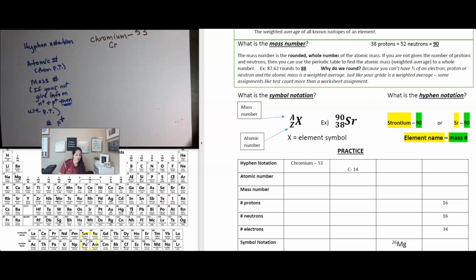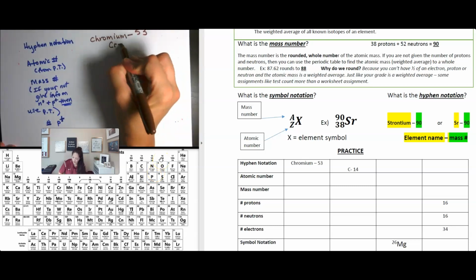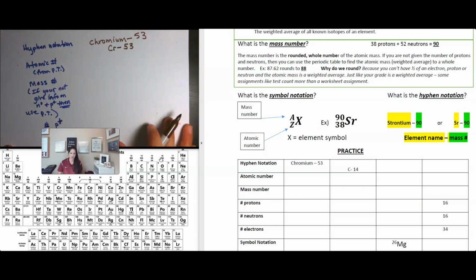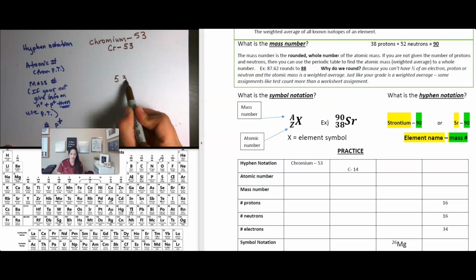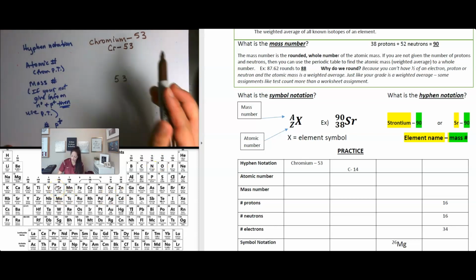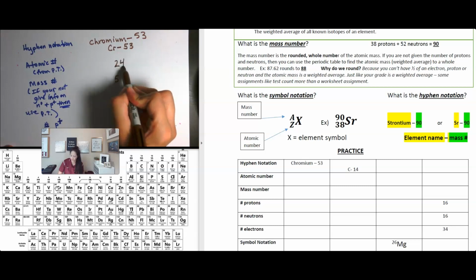So sometimes you're just going to have to search on your periodic table, and the more that you use this, the faster it'll go for you. And then we'll write hyphen 53. Again, that 53 is our mass number. So I'm going to come down here and write 53. Our atomic number is from the periodic table, so we go back to the periodic table, and we see that it is 24 for the atomic number.